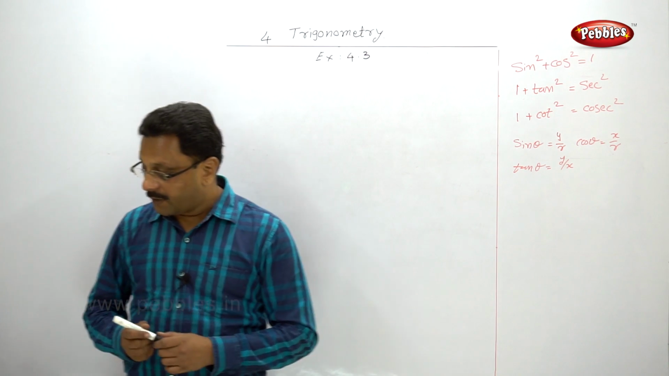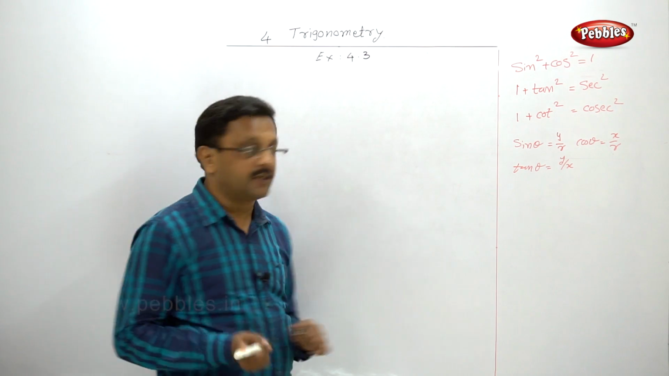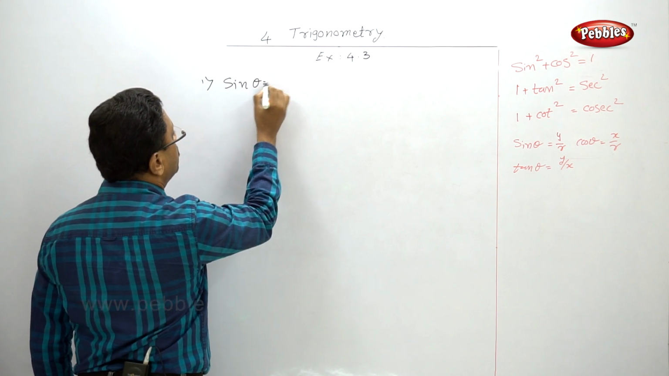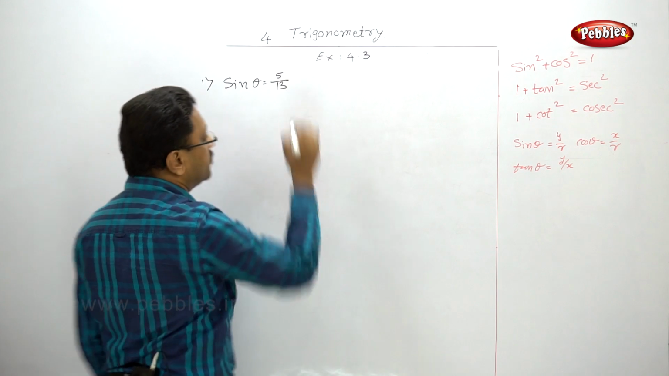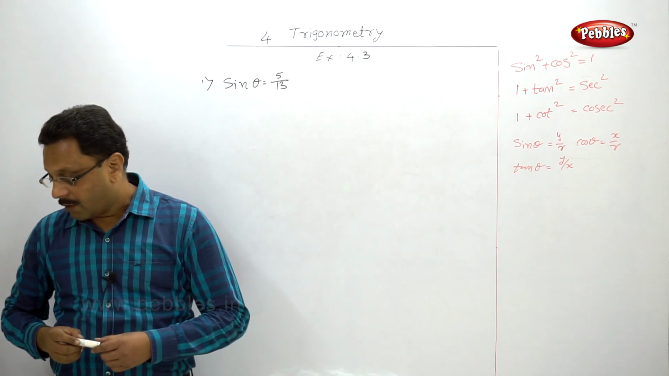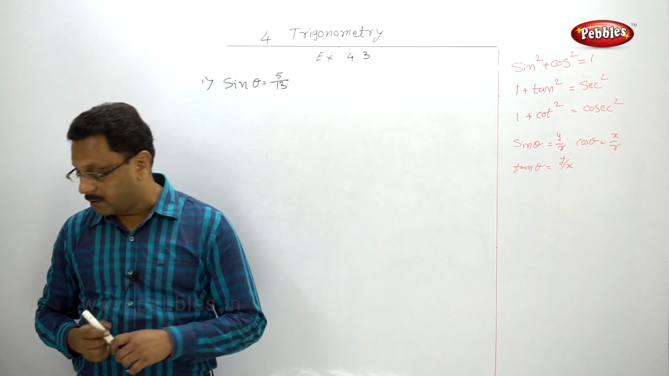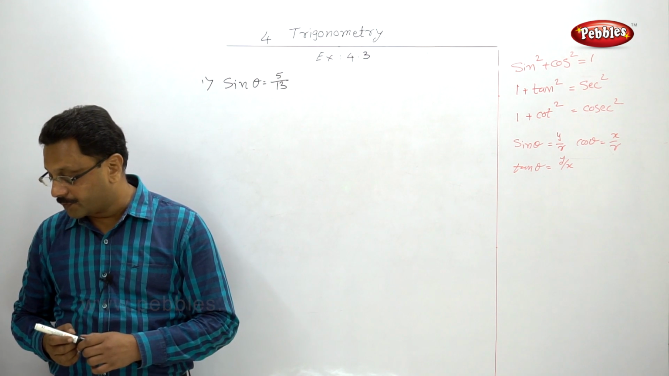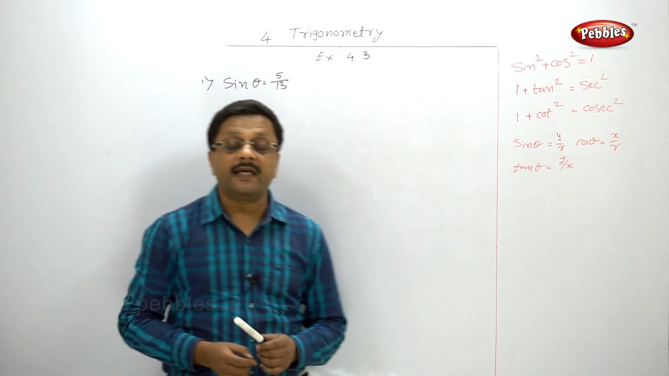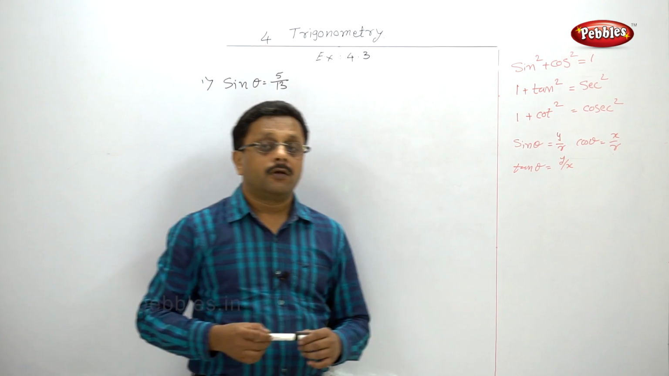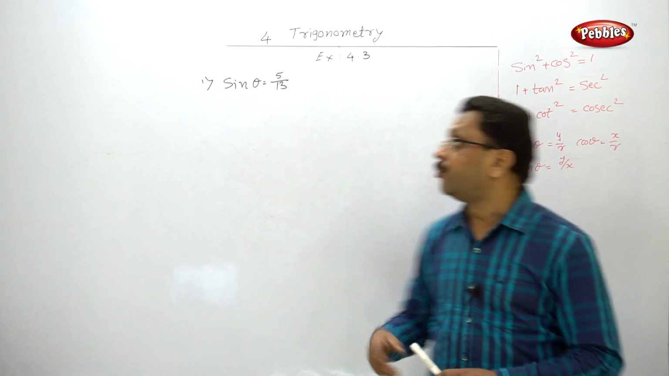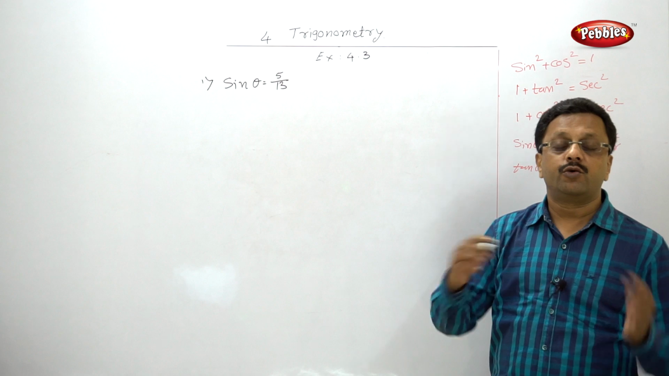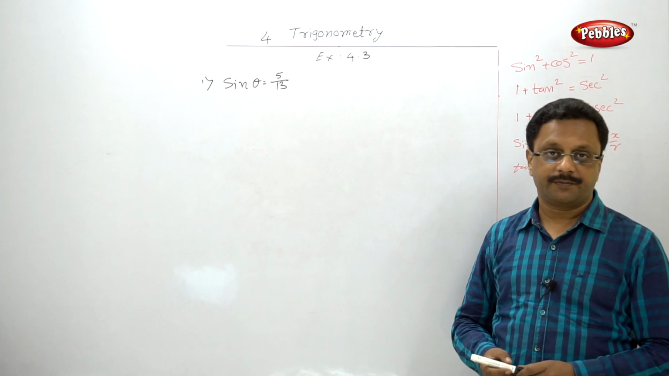First problem: if sine theta is equal to 5 by 13, where theta is an acute angle, find the values of other trigonometric ratios using identities. Now the major problem in 4.3 is students don't understand where to use which method.